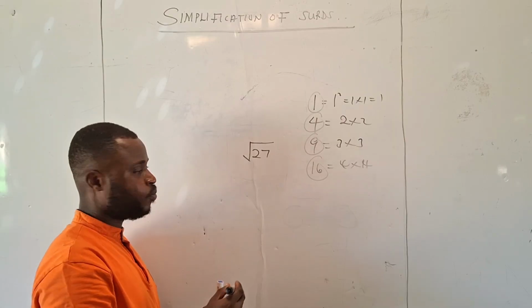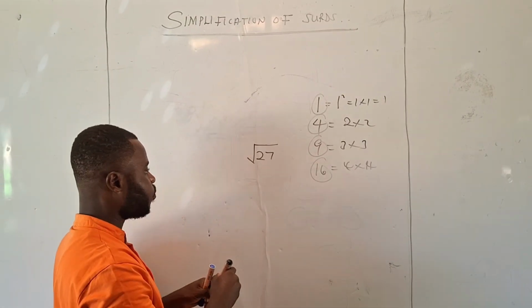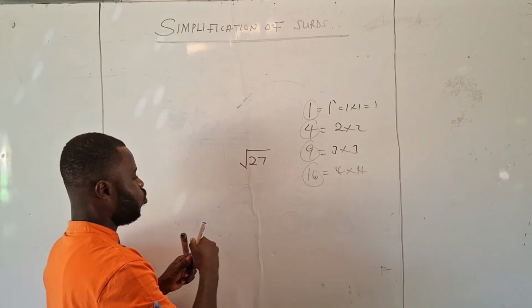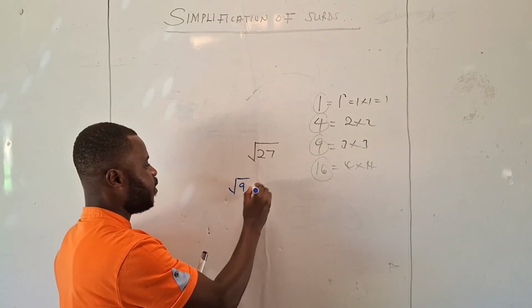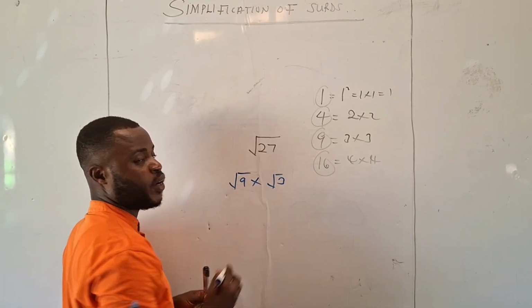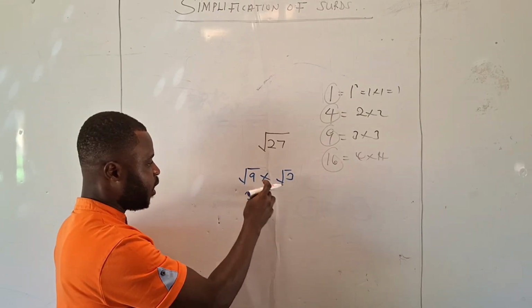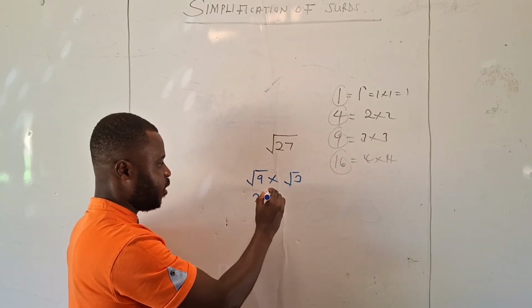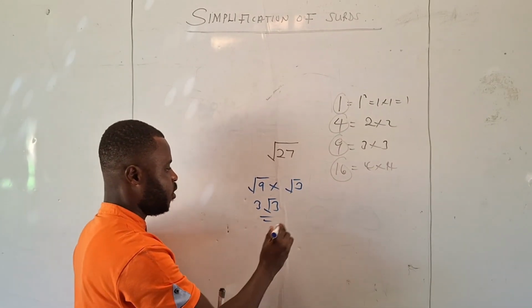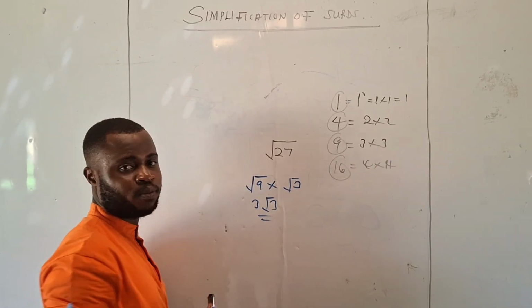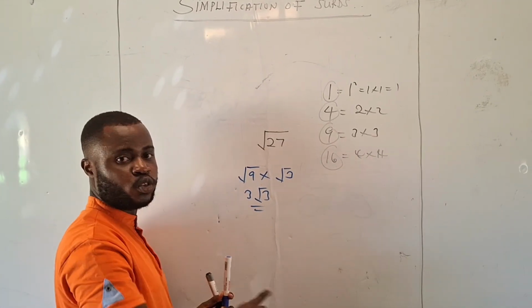Now with 27, you can see that the two numbers that will multiply to give you 27 are 9 and 3. So we have root 9 times root 3. Now what's the square root of 9? 3. Then times root 3. So to simplify this set, it's going to give you 3 root 3.